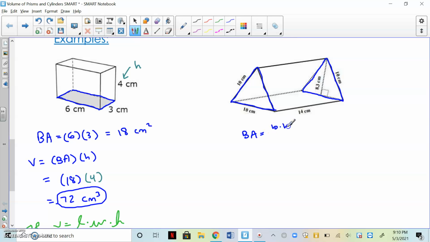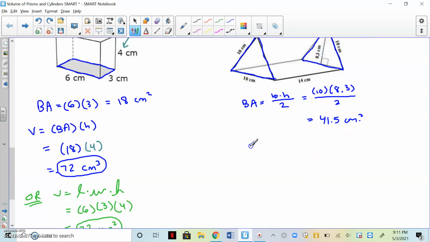So the first thing we want to do is find the area of that triangular base. That's going to be the base of the triangle times the height of the triangle divided by 2. Now the base of my triangle is going to be 10. The height of my triangle is going to be 8.3. All right, so if we were to calculate that out in our calculator, we would get 41.5 square centimeters.